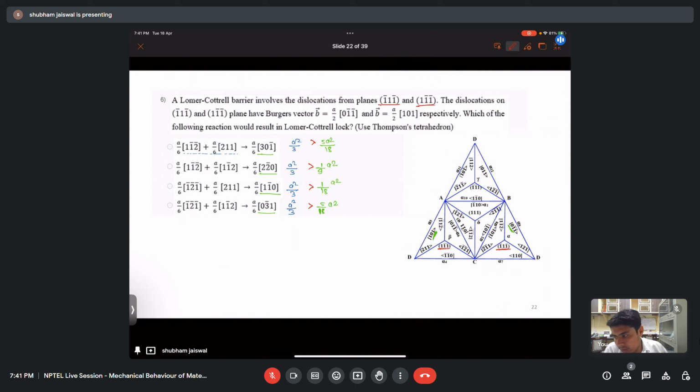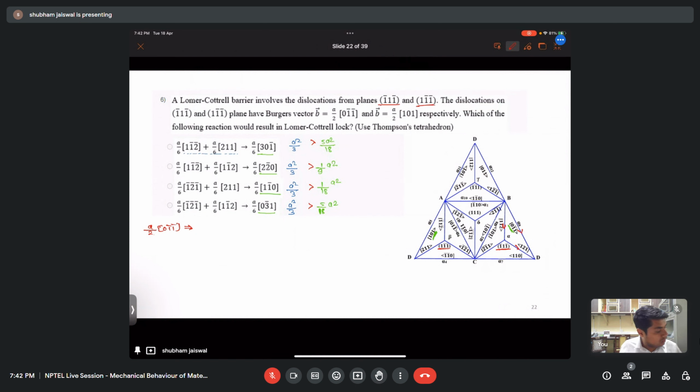Let me write down the Burgers vector first. That is, first I will write a/2 [0 1 bar 1 bar]. Okay, so these are the two Burgers vectors. These two Shockley partials will form our main Burgers vector.